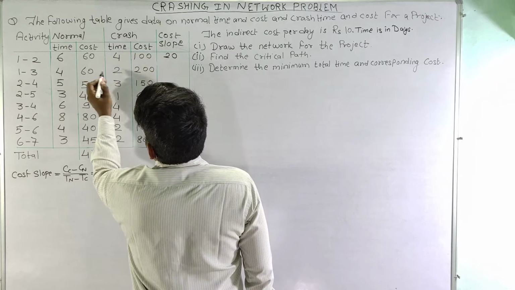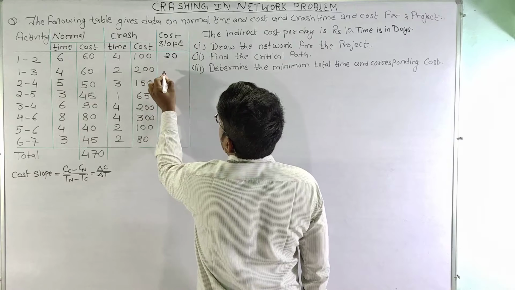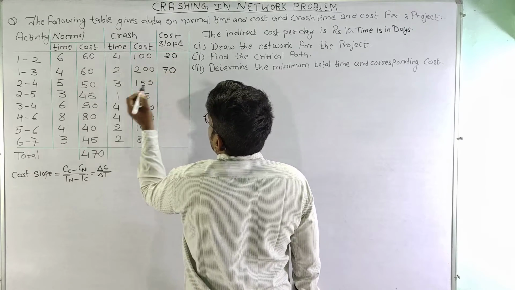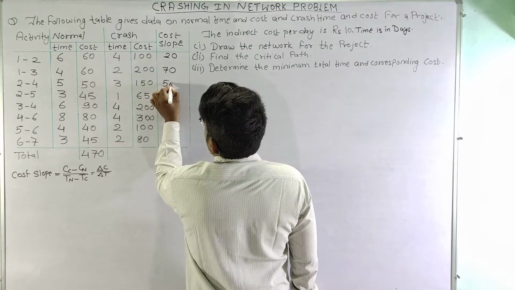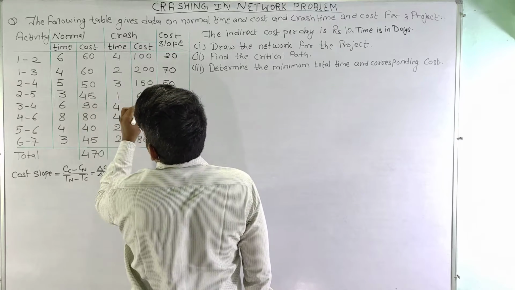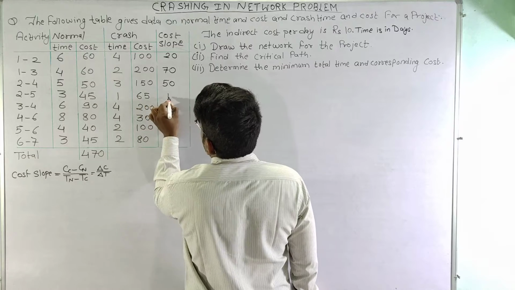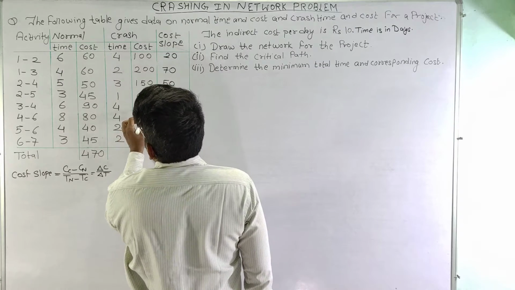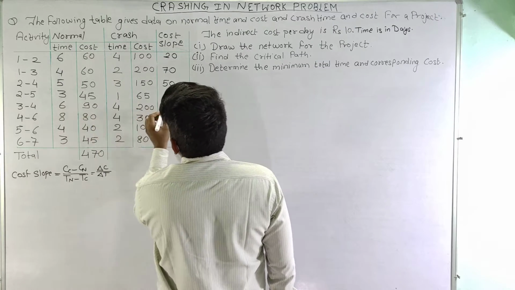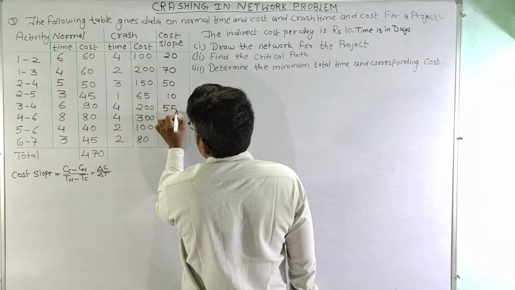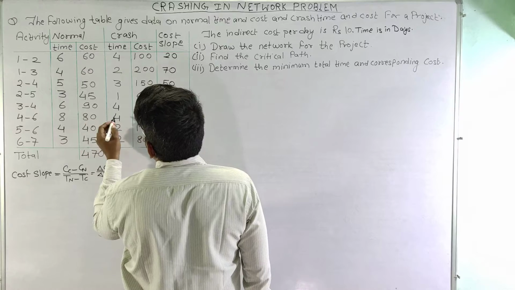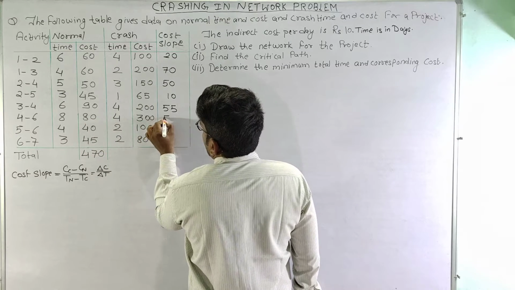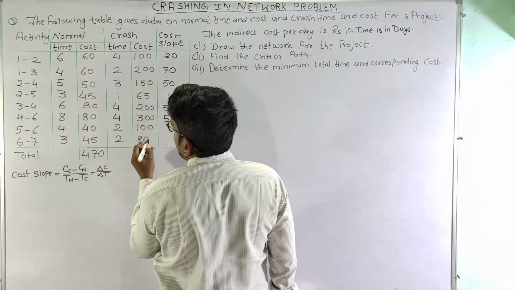This is 140 divided by 2. So this will be 70 rupees per day. This is 100 divided by 2. So this is 50 rupees per day. Similarly, this is 20 divided by 2. This is 10 rupees per day. This is 110 divided by 2. This is 55 rupees per day. This is 220 divided by 4. This is also 55 rupees per day.